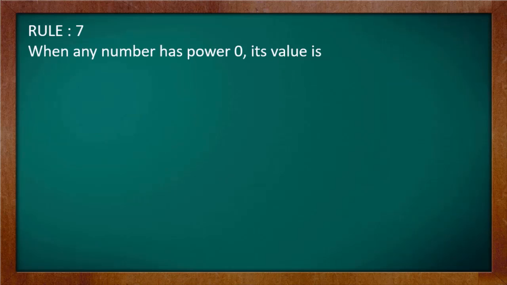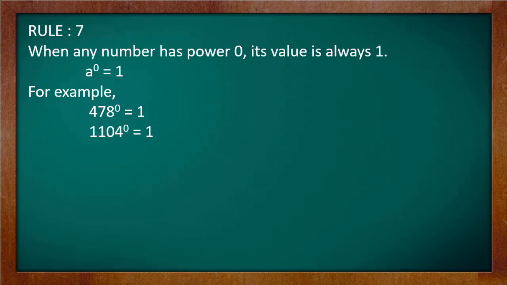Rule number 7. If you have any number and the number has a power of 0, it will always result in 1. For example, 478 raised to power 0 is 1. Next number, you can take any number. If the number has power of 0, it will always give you 1.